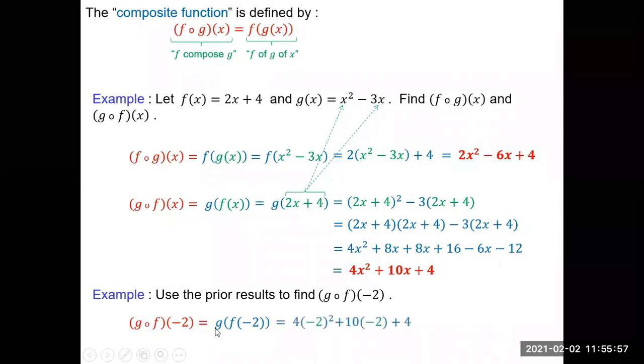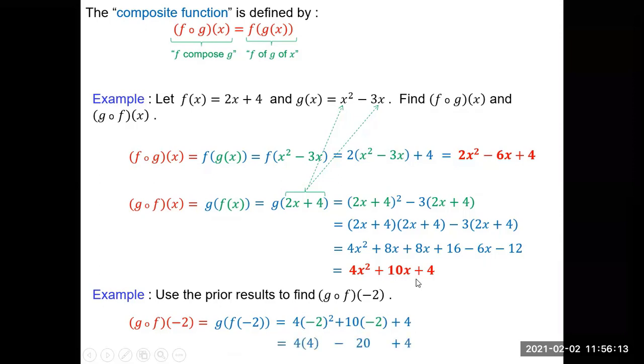But there's an easier way to actually do this because we already know that g compose f of x is the function 4x squared plus 10x plus 4. So why don't we just take negative 2 and plug it into each of the x coordinates in that value. We now get 4 times 4 minus 20 plus 4, which gives me an answer of 0.